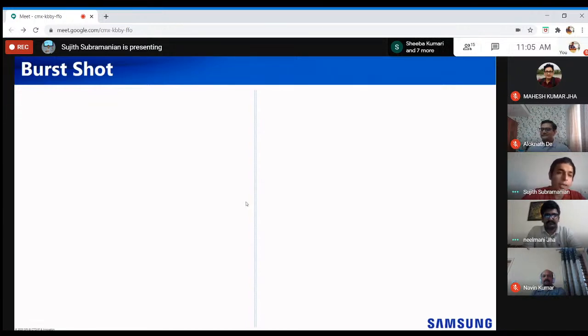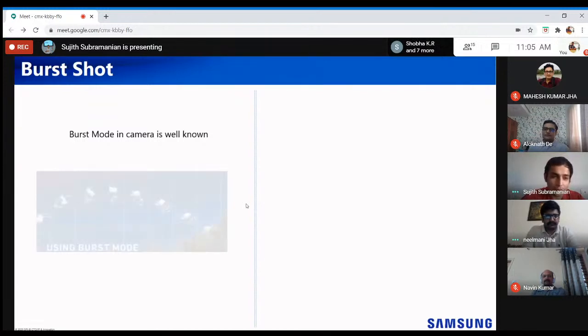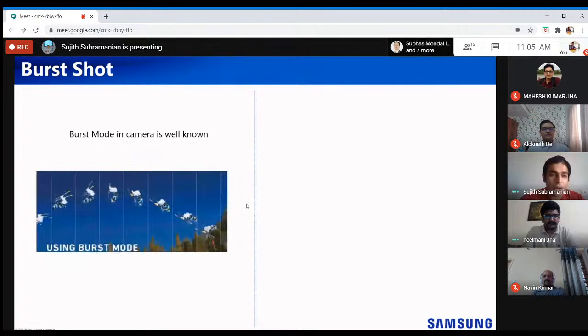No. What we see is that, let's say I take another example, burst mode in a camera is well known. What is burst mode? I open the camera, I point at the scene, and when I press the capture button, within a quick span of time, a burst of photos are taken. Many photos are taken.